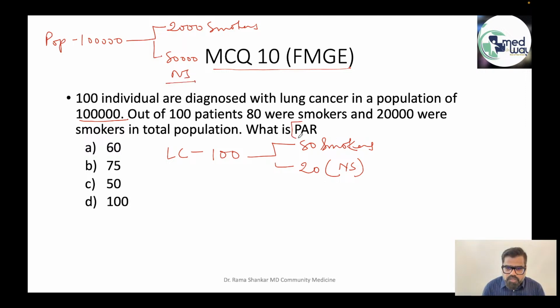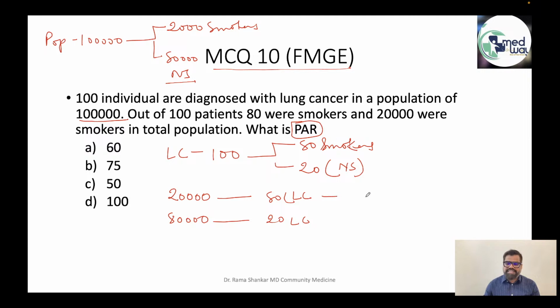They are telling us to calculate population attributable risk. We will calculate that also, not a problem. But I'm trying to understand everything here. Now, please try to see. How many are smokers in the population? 20,000. How many are non-smokers? 80,000. In this 20,000, 80 developed lung cancer. And in 80,000, 20 developed lung cancer. This is the information given in the question.